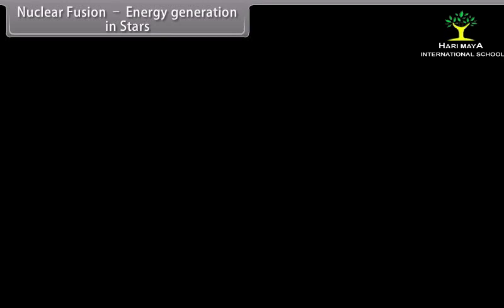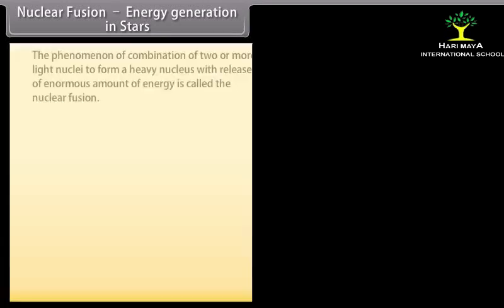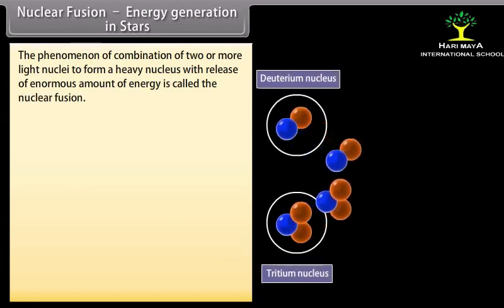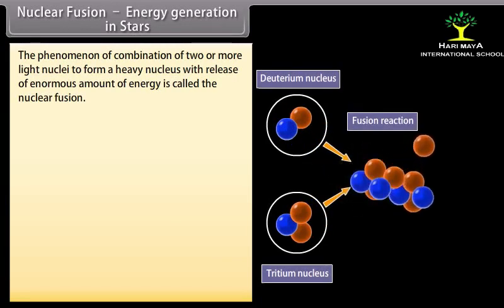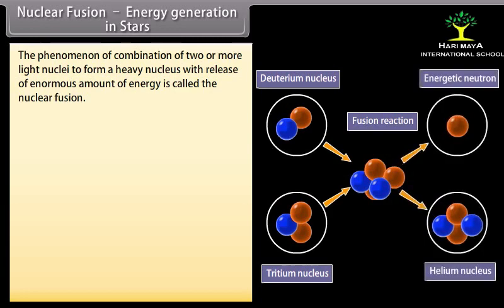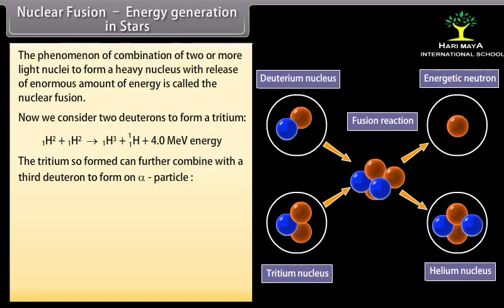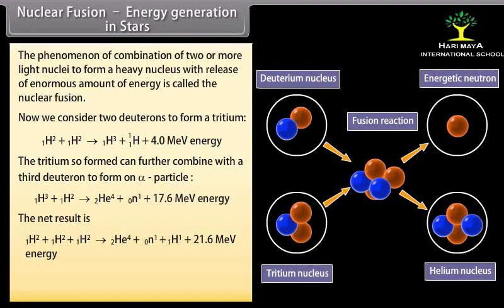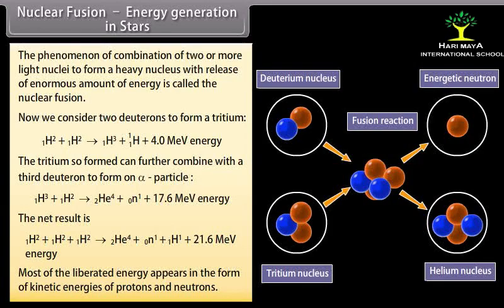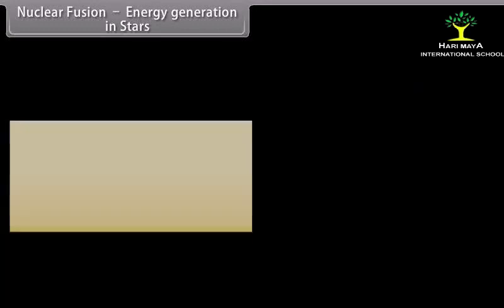Nuclear fusion, energy generation in stars. The phenomenon of combination of two or more light nuclei to form a heavy nucleus with release of enormous amount of energy is called nuclear fusion. Now we consider two deuterons to form a tritium. The tritium so formed can further combine with a third deuteron to form an alpha particle. The net result is most of the liberated energy appears in the form of kinetic energies of protons and neutrons.